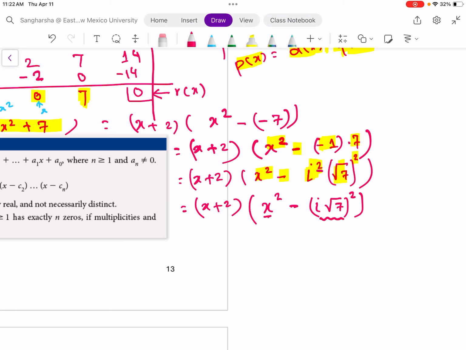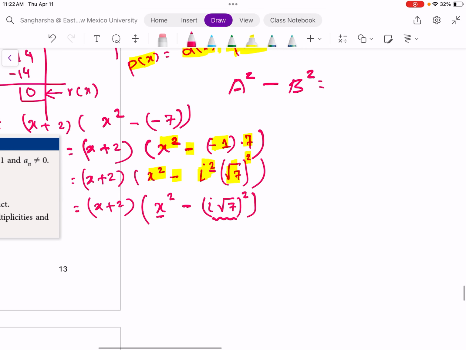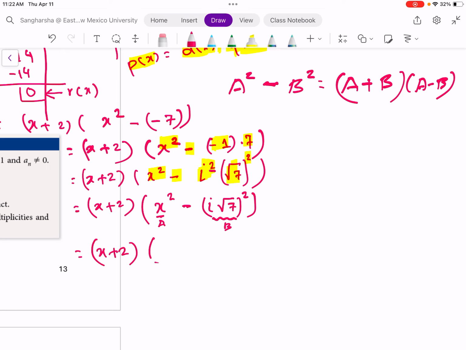Okay, now see, I have a difference of squares. If I have a difference of squares, how do we factorize? If we have a square minus b square, the factors are the sum of these two terms times the difference of these two terms. So our a is x, and this is b. So we have x plus 2 times a plus b, a minus b: x plus i root 7 times x minus i root 7. So these are the factors.